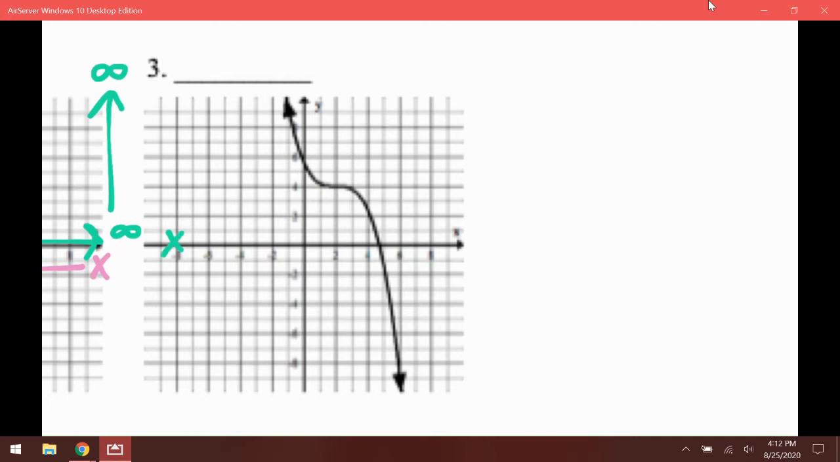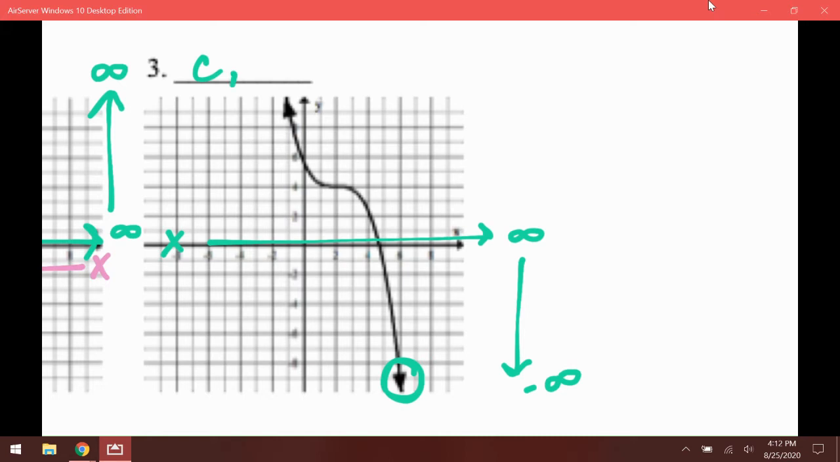All right, example 3. As x approaches positive infinity, my y's are approaching negative infinity. This is tricky, but we're looking at the right side. That's why I'm looking at this right arrow. So as x goes right, y goes down. So positive, then negative. So that is answer choice C.